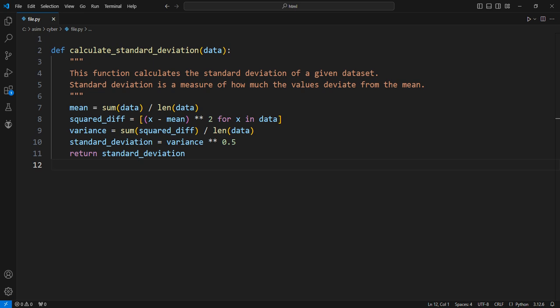Example usage of the function. This is a sample dataset of numbers, a simple dataset with values from 1 to 10. Call the function to calculate the standard deviation of the dataset. We pass the data list to the function as an argument, and store the result in result.